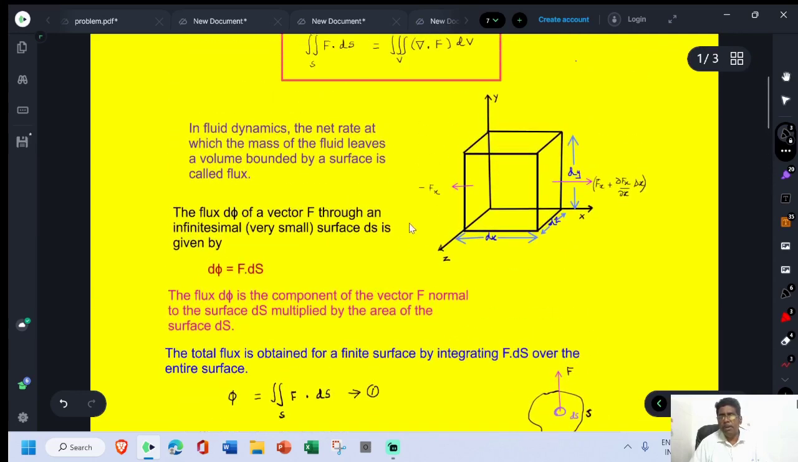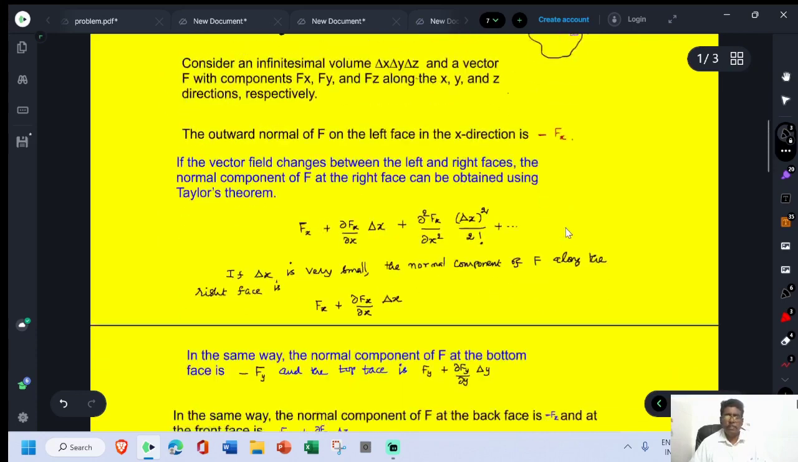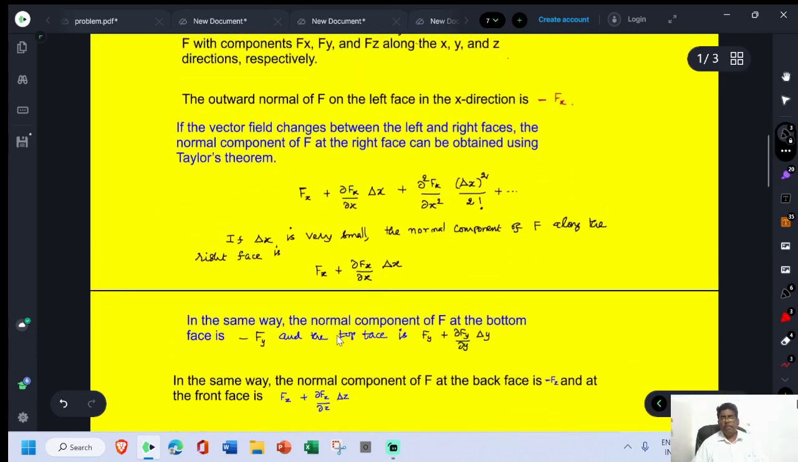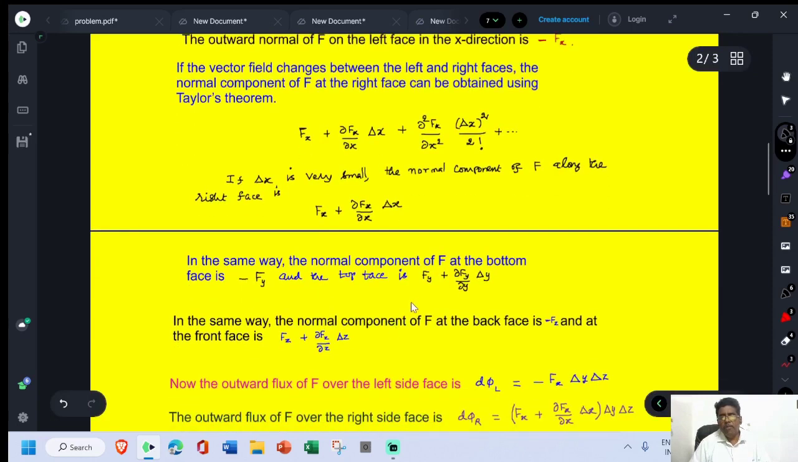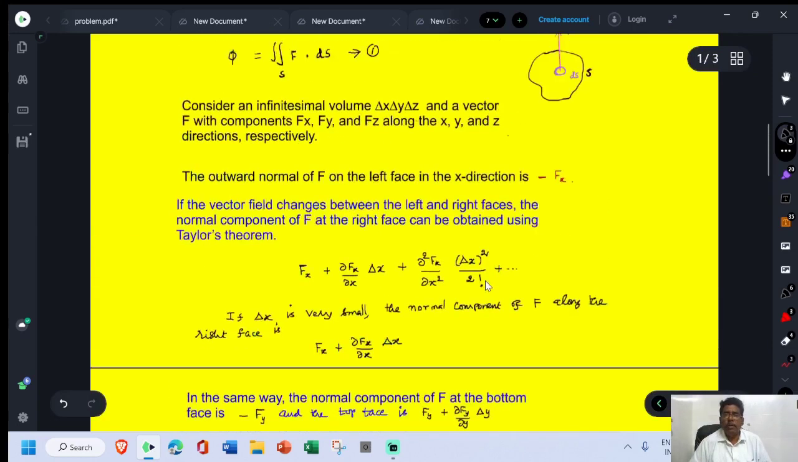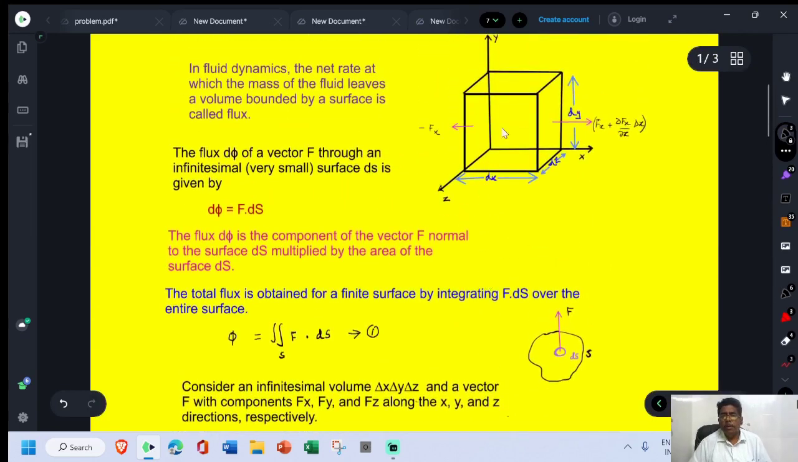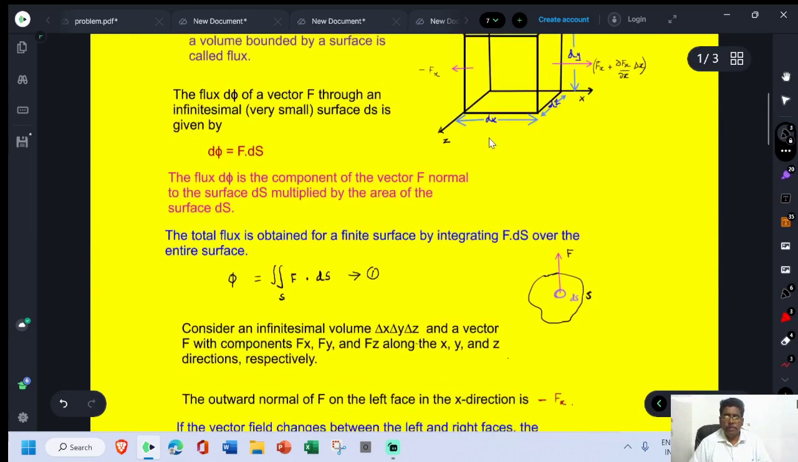The normal component of f along the left face is minus fx, along the right face is fx plus ∂fx/∂x into delta x. In the same way, the normal component of f at the bottom face is minus fy and the top face is fy plus ∂fy/∂y into delta y. See, bottom face, top face, which are covered by the y axis.